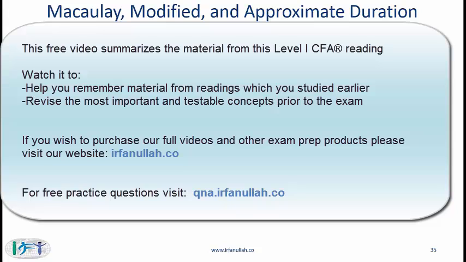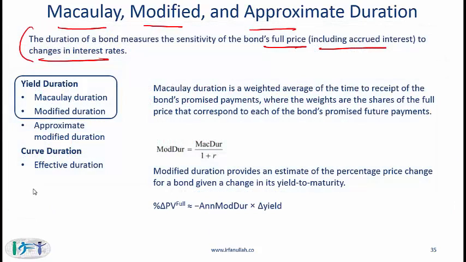There are 4 measures of duration that you need to learn here as part of your level 1 curriculum, and I'll give you a way of remembering them in order. The first thing you remember is Macaulay, then modified duration, then approximate modified duration, and effective duration. So remember it like this. M, AM, and then we'll come to effective duration separately. So just remember MAM, right? 2 M's and then AM.